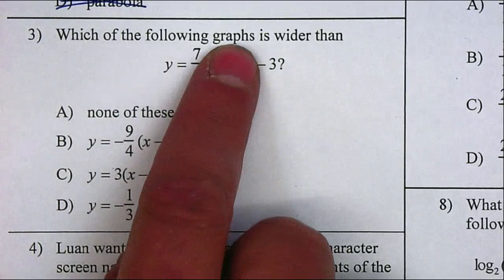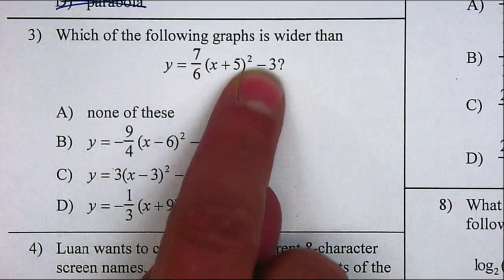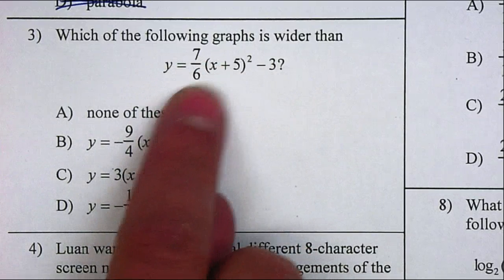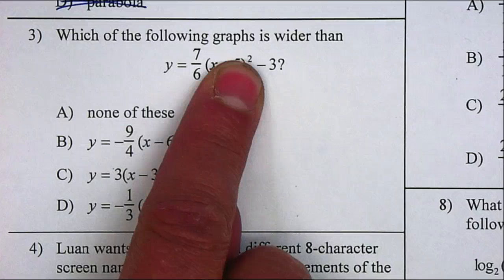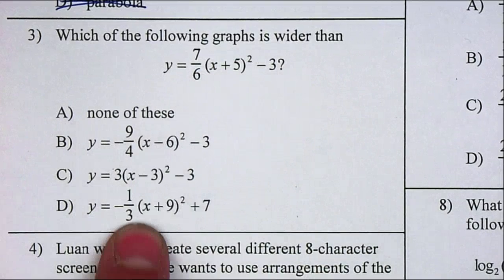Which of the following graphs is wider than this graph that's given? Now we know that this is a parabola because it's been squared. But we need to identify one that is wider.